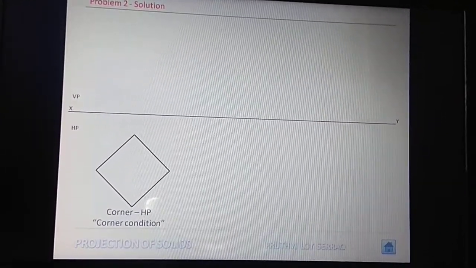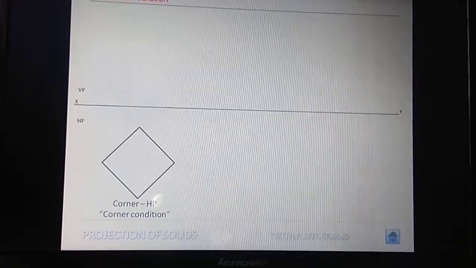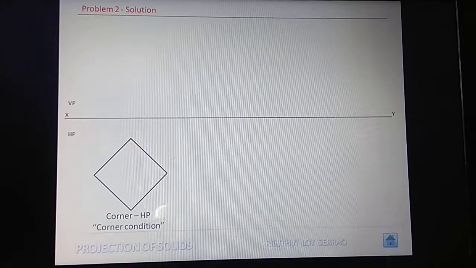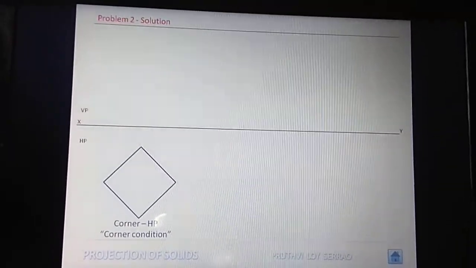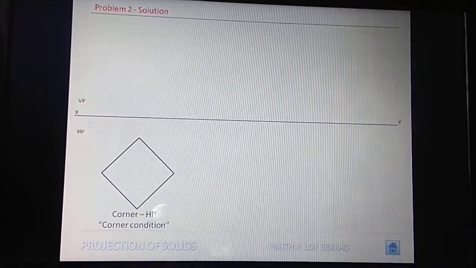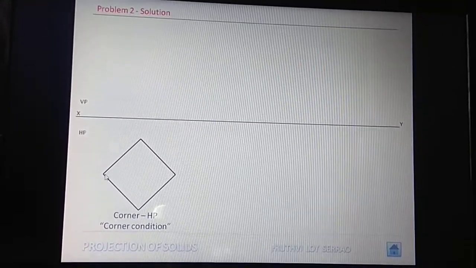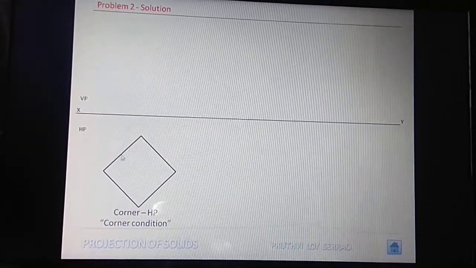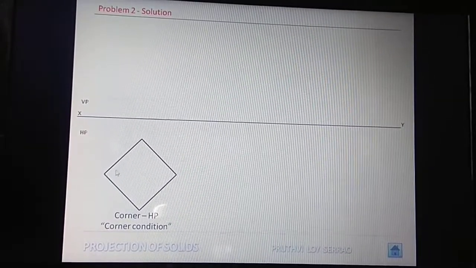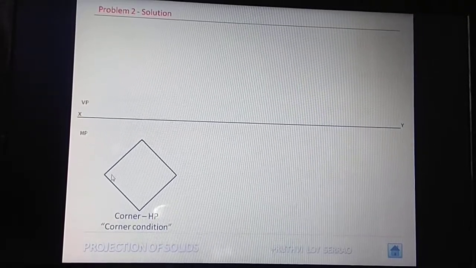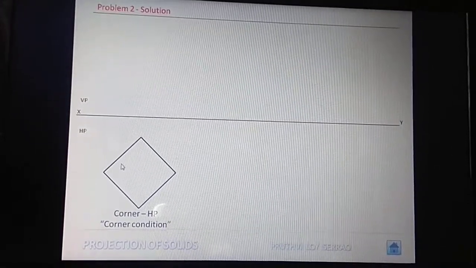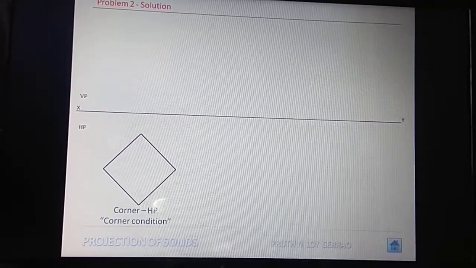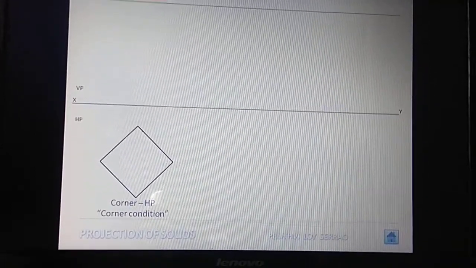Next, the condition is resting on one of its corners, so first we draw the square prism in this manner. First consider the corner. So this corner we consider first. This corner and this corner, these two sides are equally inclined to HP at an angle of 45 degrees, meaning 45 above, 45 below, total included angle is 90 degrees. This is the condition of a square prism resting on a corner. The two sides are equally inclined to HP.